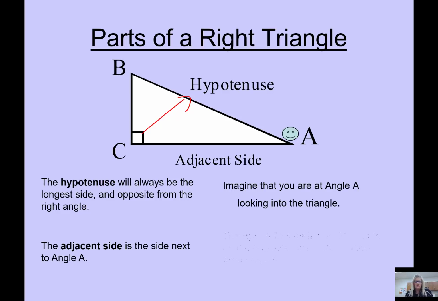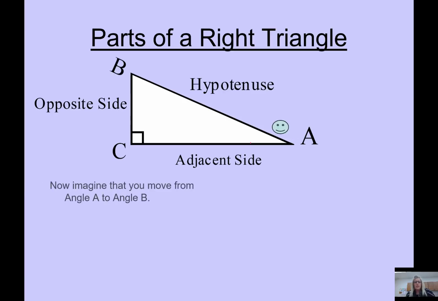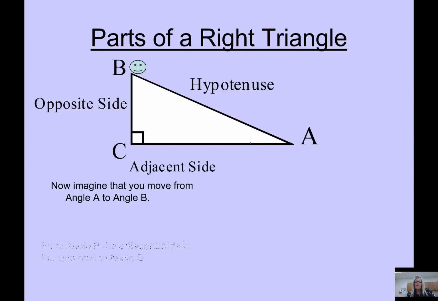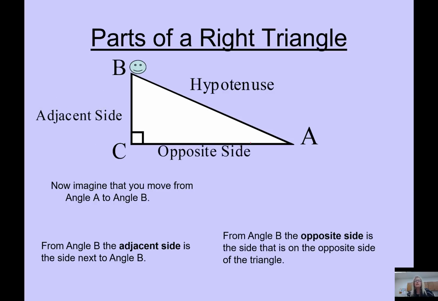And then there's also an adjacent side, which is right next to the angle that you're referring to, and an opposite side, which is directly across from your angle. Sometimes if you cover up your angle, it's the side that's not touching your angle. And then you might be talking about the other angle. If you're talking about the other angle, what do you think is going to happen to your adjacent and your opposite side? Did you say they're going to switch sides? If you did, you're a genius, because they are.